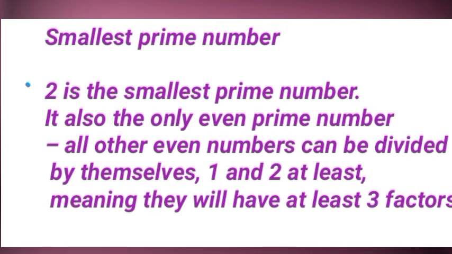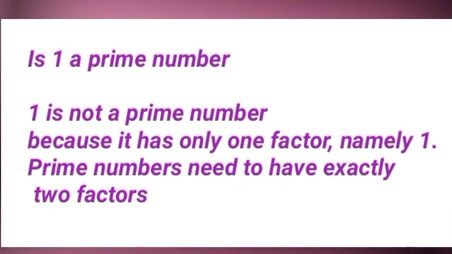When you are learning about prime and composite numbers, let us see some interesting fun facts. See, 2 is the smallest prime number. It is also the only even prime number. All other even numbers can be divided by themselves, 1 and 2 at least, meaning they will have at least 3 factors. So only 2 is the even prime number.